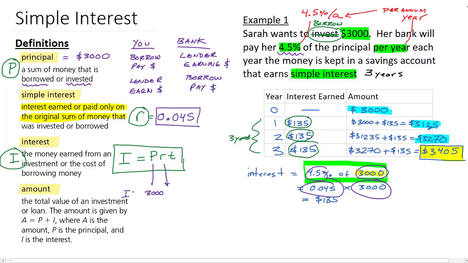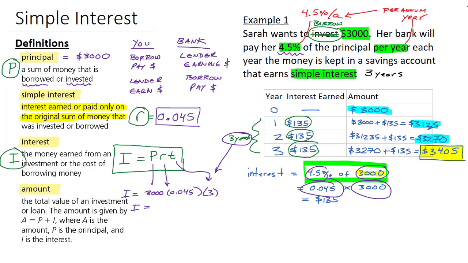So I'll write I equals 3,000 times 0.045. And then all we have to do is multiply it by the number of years, which is 3 years. So times 3, and that would give us the amount of interest we earn. If a question asks how much interest did they earn from simple interest, we just multiply those together, which is essentially $135 times 3 years, which is $405. So there's our interest.